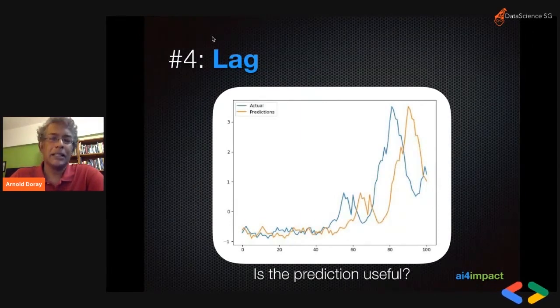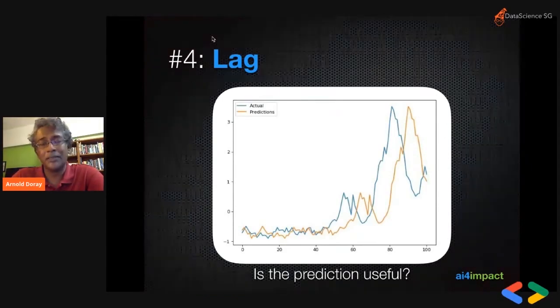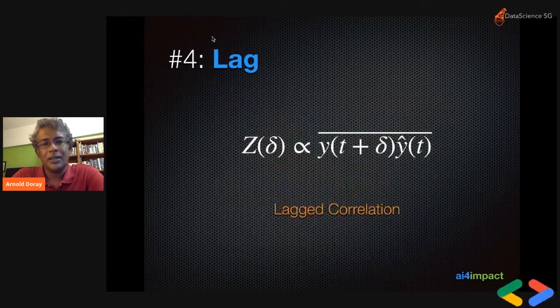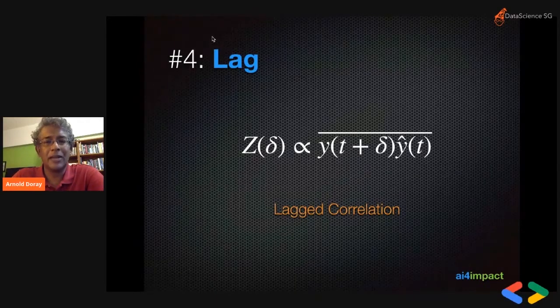And so the question is, is a prediction like this useful? And the answer is perhaps not, or it might depend really on your application, right? So how do we measure lag easily? Well, a simple method is to use something called a lag correlation.